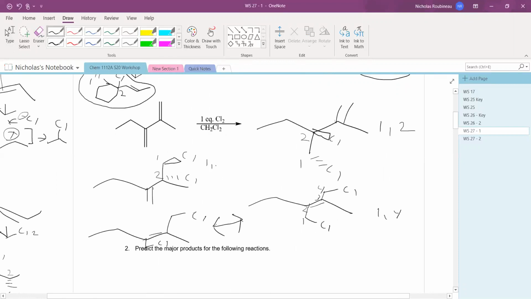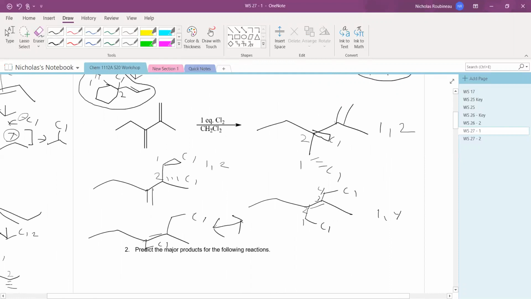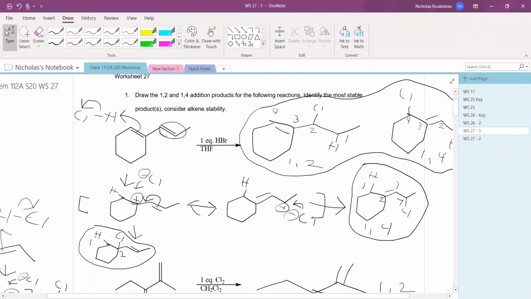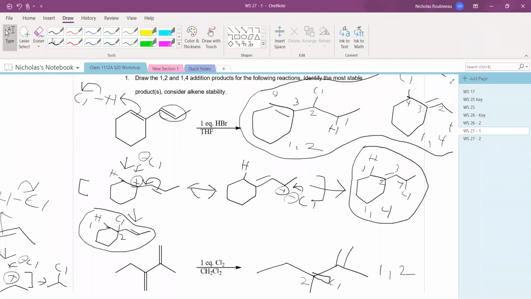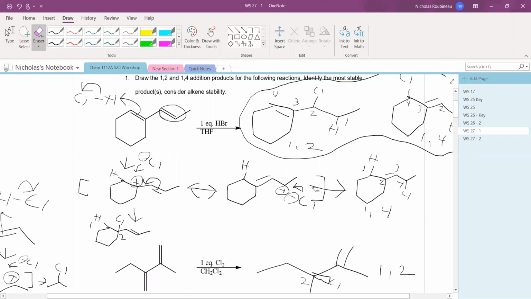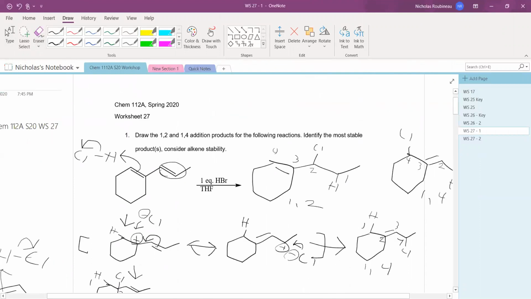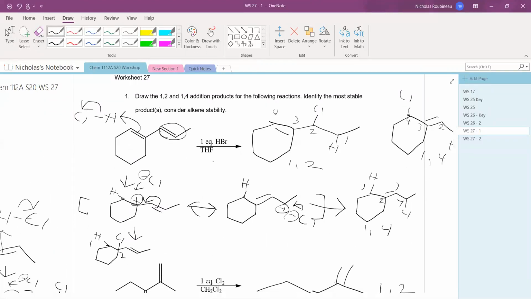Oh, I shouldn't have circled everything. I also asked to identify the most stable products, so I'm going to uncircle these. Okay, so yeah, I asked to identify the most stable products and consider alkene stability.